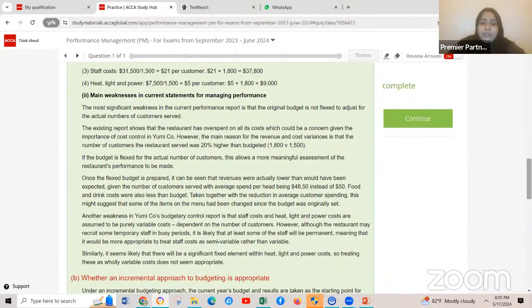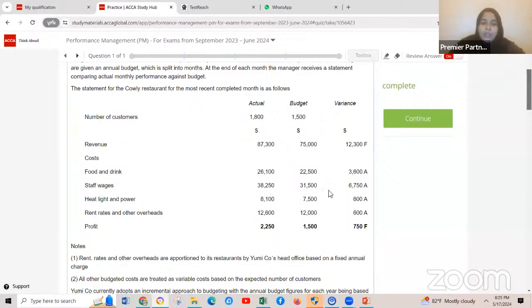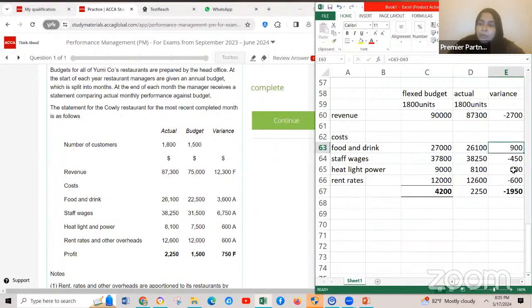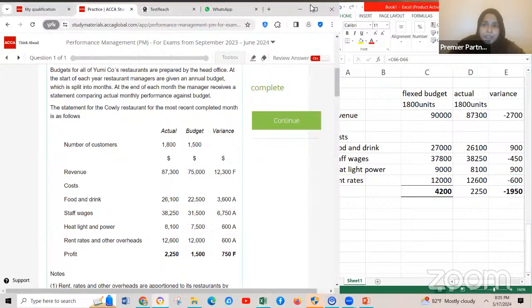However, the main reason for the revenue and cost variance is that number of customers served was 20% higher than budget. So here we can see that all this has been adverse. It looks like you have overspent at all points, but no, you have served 1,800 guys. So it's normal to overspend. So actually, when you go to see, two places you have overspent, two places you have saved. Right?